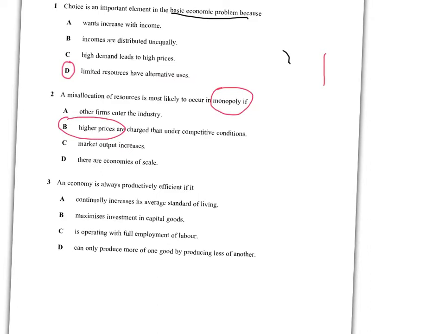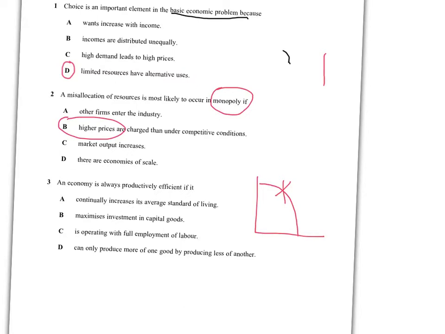Number 3, an economy is always productively efficient. For an economy to be productively efficient, any question which comes up on productively efficient, think of a PPF diagram. Productively efficient means you must be on the boundary. Therefore, which one of these answers is the correct answer?